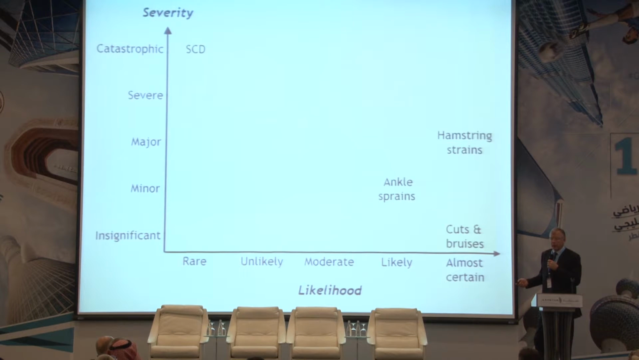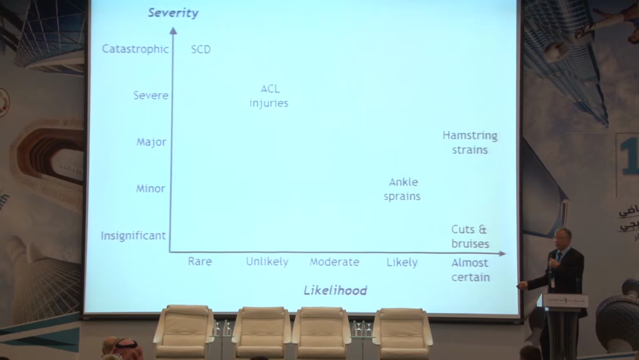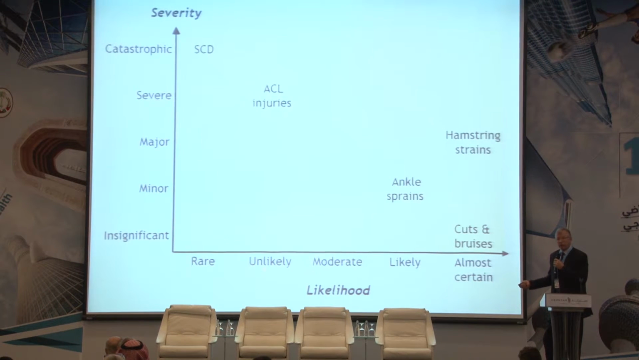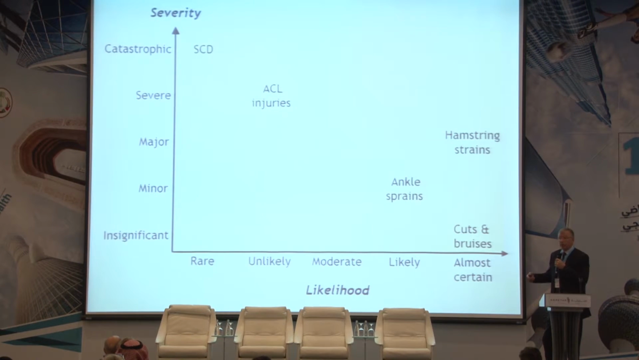Hamstring injuries now are even more common than ankle injuries, so they belong over here. They're almost certain to happen on your team, and they are more severe. They'll keep the athlete out in general for longer than an ankle sprain will. We can add ACL injuries here. If we're talking about male football, they're quite rare in European football, but if you're in the Gulf region, then they should probably be moved over here where they're more frequent.